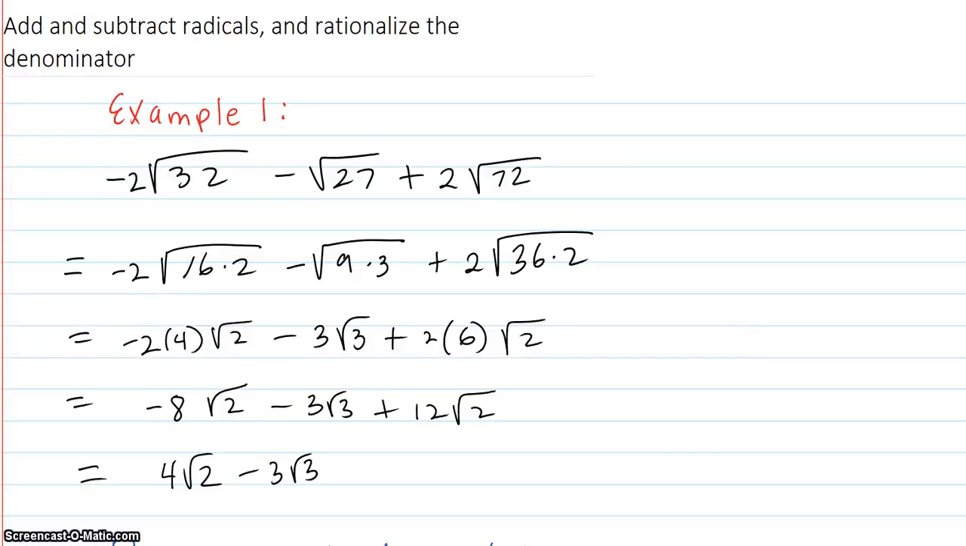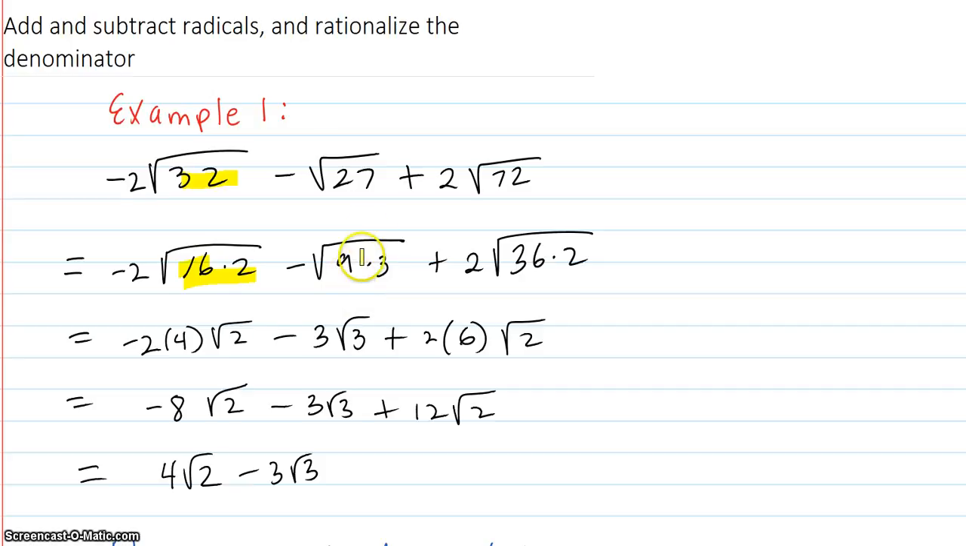Add and subtract radicals, and rationalize the denominator. Example 1. We have some numbers here, and so we see that for 32, the biggest perfect square that fits inside there is 16, and the remainder is times 2. 16 times 2 is 32.